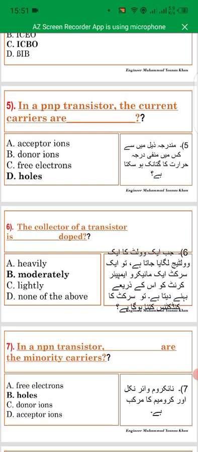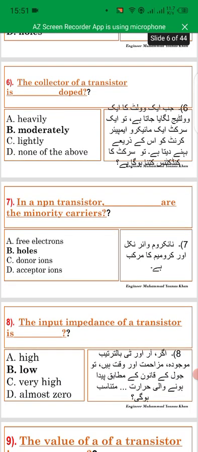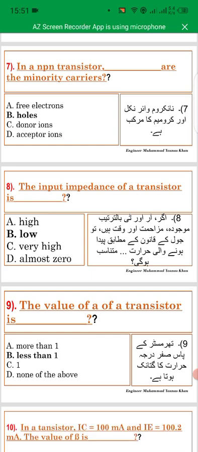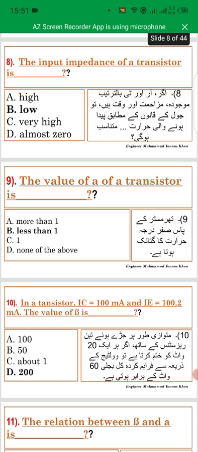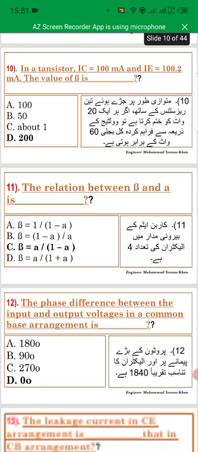In a PNP transistor, the current carriers are holes. The collector of a transistor is moderately doped. In a PNP transistor, holes are the minority carriers. The input impedance of a transistor is low. The value of alpha of a transistor is less than 1.